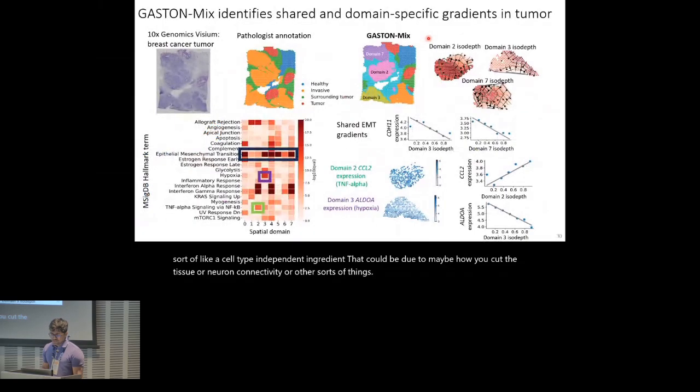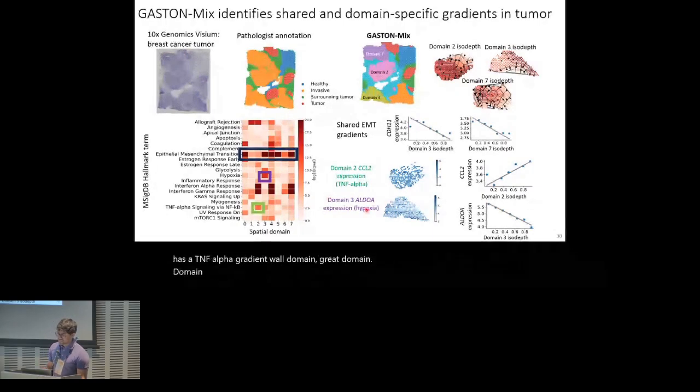And then finally, we also applied our method to a tumor. The high level takeaway is that you can find these different domains, these different clones in a tumor. And using this, you can identify gradients that are both shared across different clones of a tumor, and you can find domain-specific gradients. For example, domain 2, this circular one, has a TNF alpha gradient, while domain 3 has a gradient of oxygen, this hypoxia gradient.